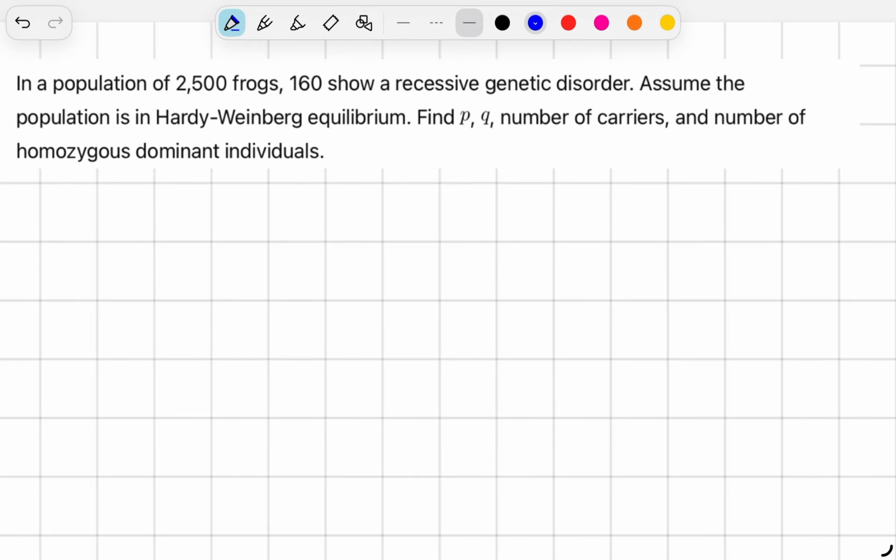Let's do two Hardy-Weinberg equilibrium problems. We have this population, and we have 160 showing a recessive disorder. We have Hardy-Weinberg equilibrium, so we have p plus q equals 1, and p squared plus 2pq plus q squared equals 1.